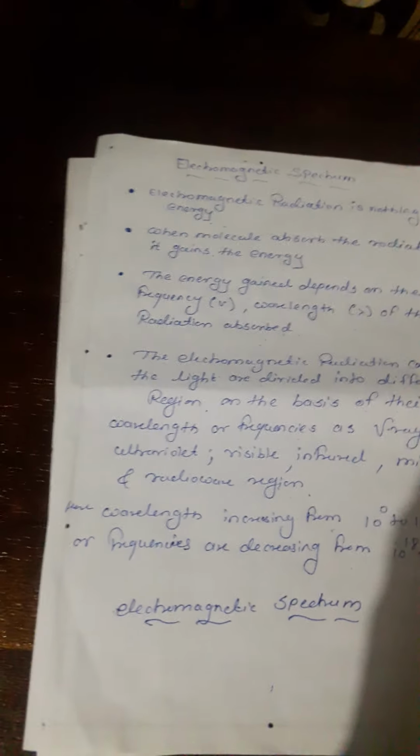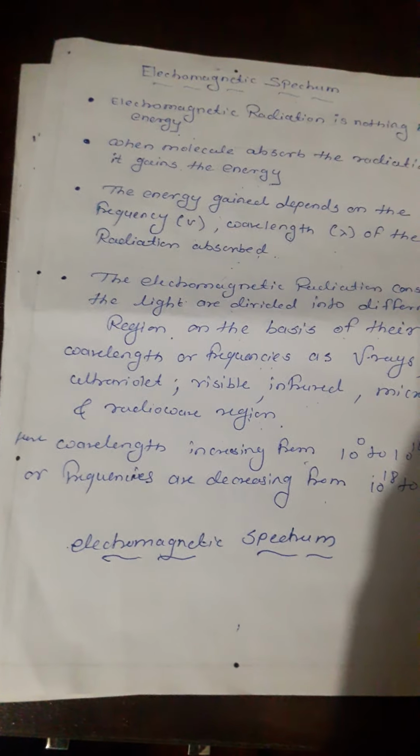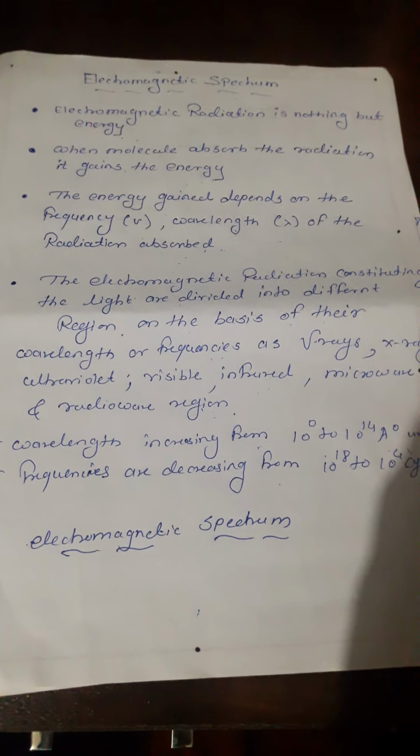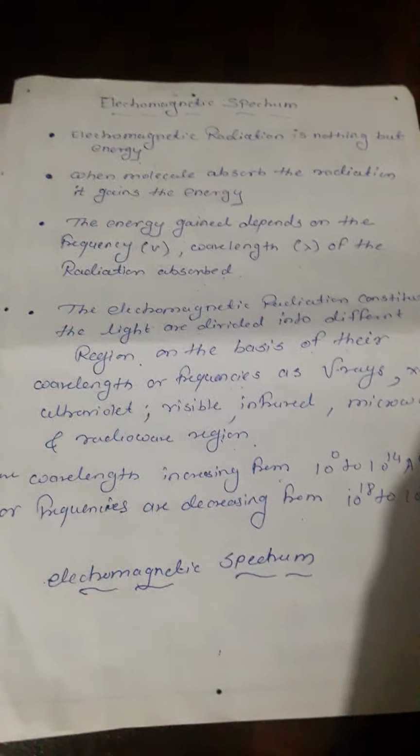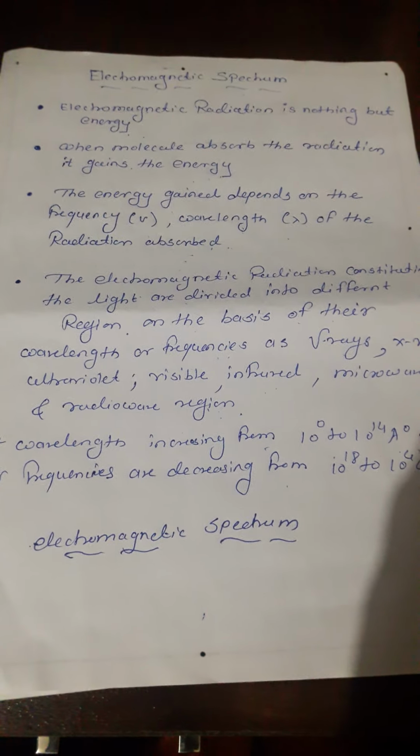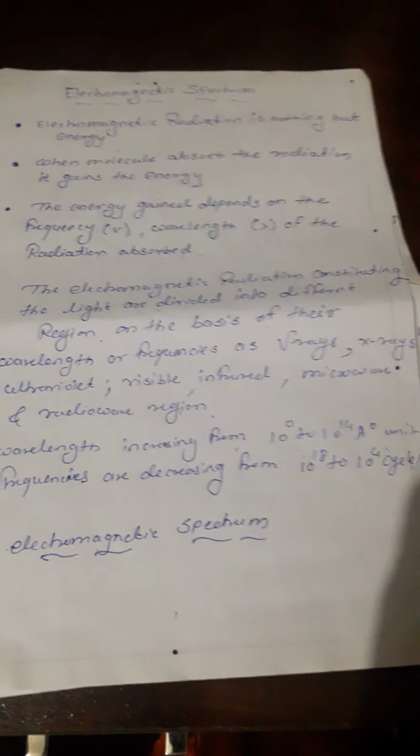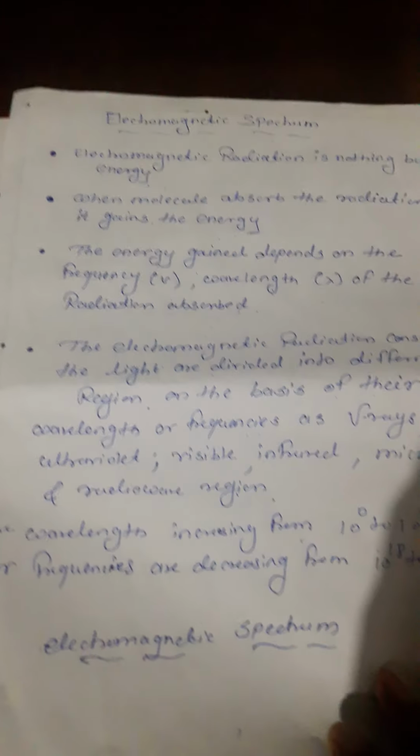Such an arrangement of different types of electromagnetic radiation in order of their increasing wavelength or decreasing frequency is known as the electromagnetic spectrum. Next, we can see the chart.